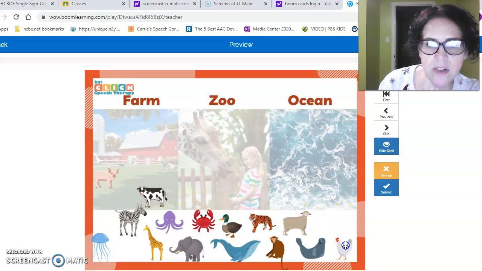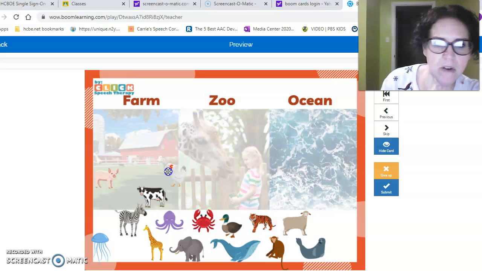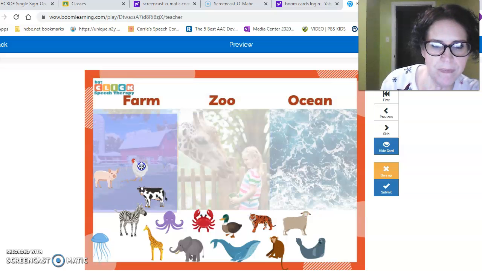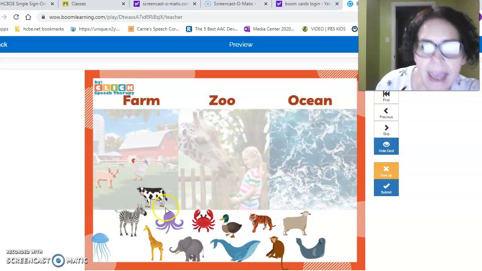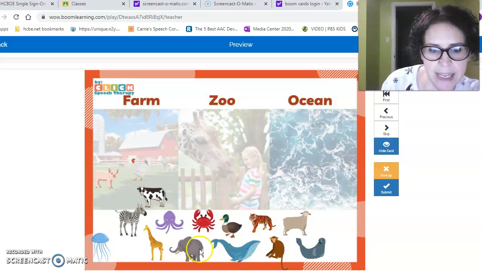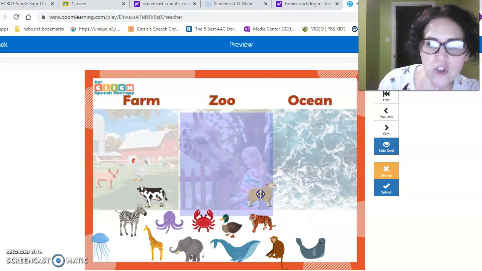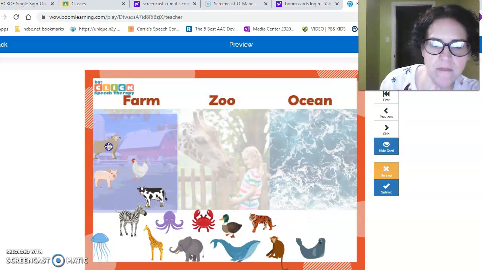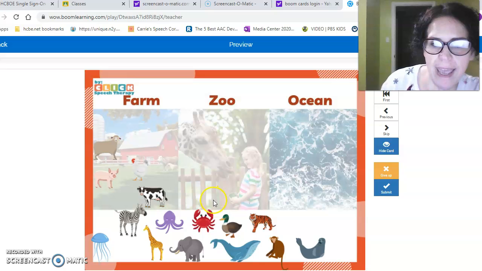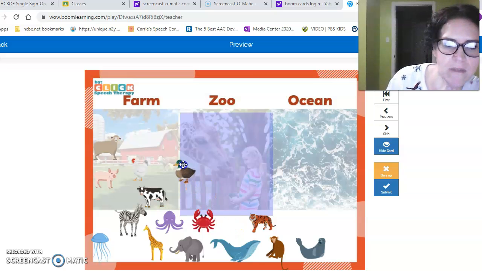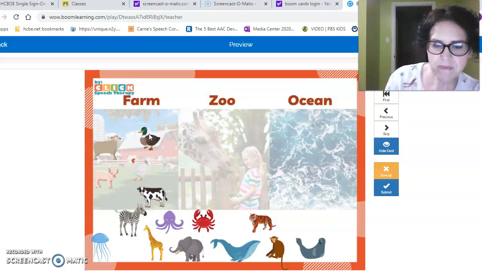And let's see, chickens. Chickens are on farms. And let's see, do we see an elephant on a farm? No, we don't see elephants on a farm. Let's see. Sheep. Sheep are on farms. And sometimes we see ducks on farms. So I think that's all the farm animals.